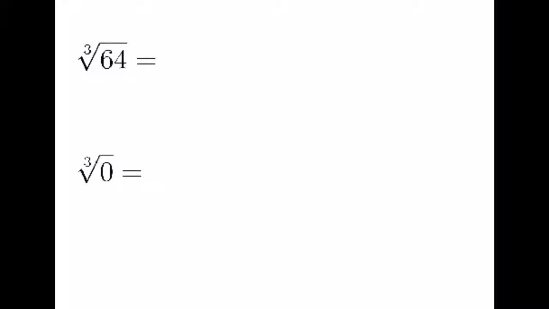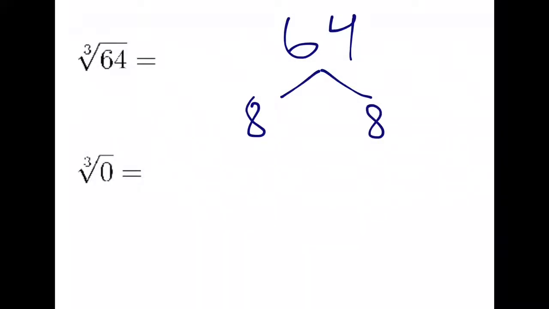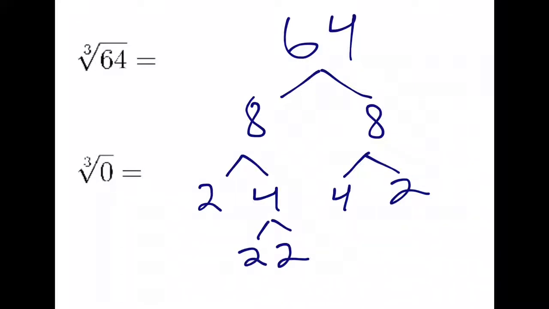Again, we can use this prime factorization tree. If we start with 64, what are any factors we know of 64? 8 and 8 are some pretty common ones to know. And these break down into 2 and 4, or 4 and 2. And those break down into 2 and 2, respectively.